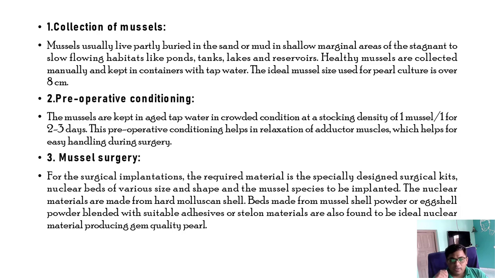Okay, so then the nuclear beds of various size and shape, and the mussel species to be implanted. The nuclear materials are made from hard molluscan shell, then the bed made from mussel shell powder or the eggshell powder blended with a stable adhesive. The stellar materials are also found to be ideal nuclear material producing gem quality pearls.